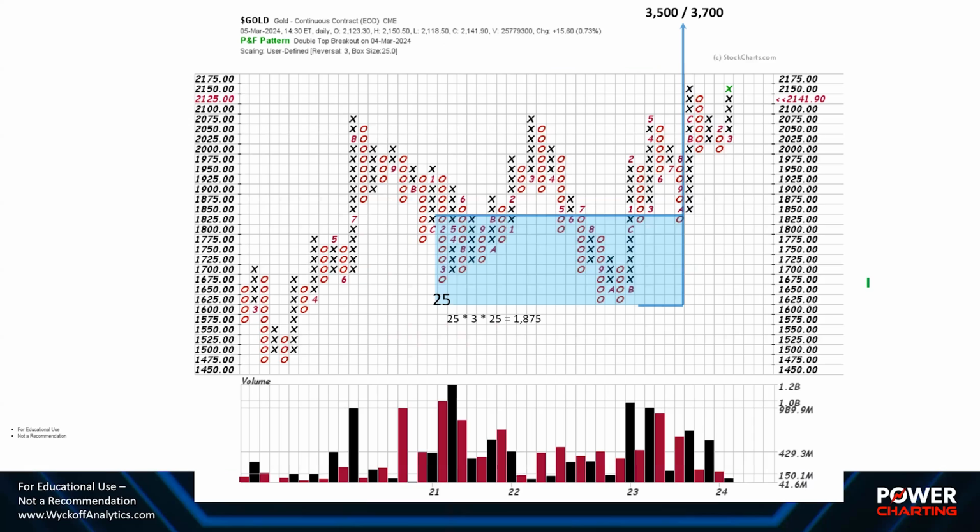Now, moving on, here is a larger time period. Now, I'm looking at 3-box reversal, but I'm looking at 25-point scaling. 25-point scaling is going to give us a bigger structure.